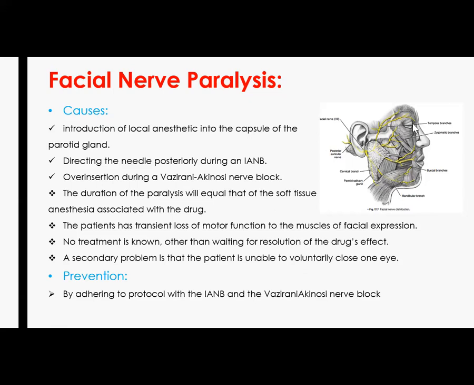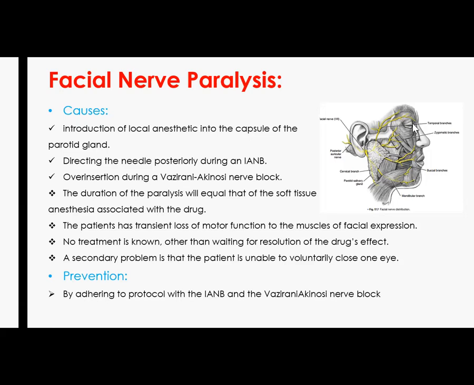So the typical symptom is that they will not be able to wrinkle their forehead. They cannot close their eyes because the orbicularis oculi, the muscle of the eyelids which helps in closing the eyelids, will be paralyzed. And similarly, the buccinator will be paralyzed, so the patient will not be able to blow their cheeks. If you ask them to smile, their smile is deviated to the unaffected side. So all of this will happen.